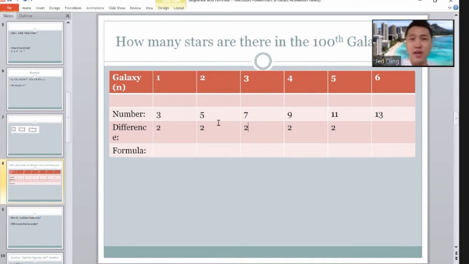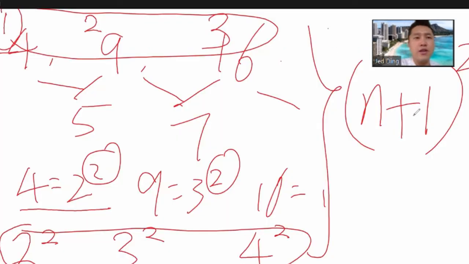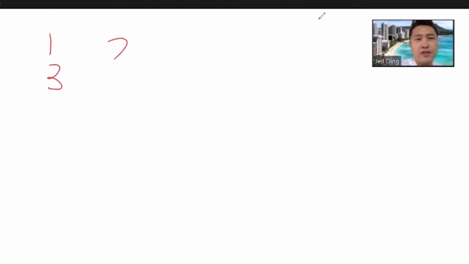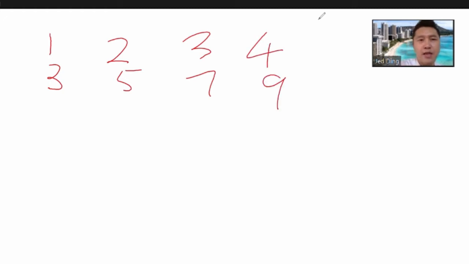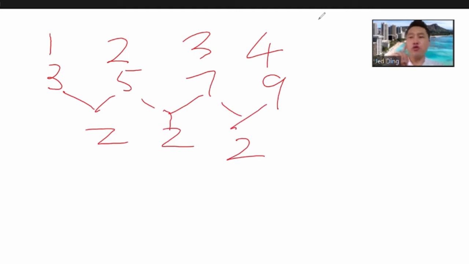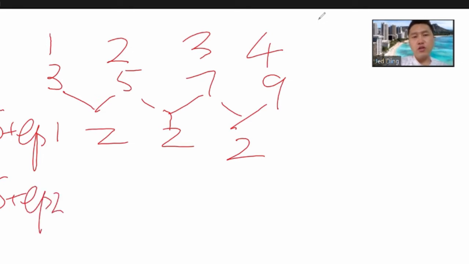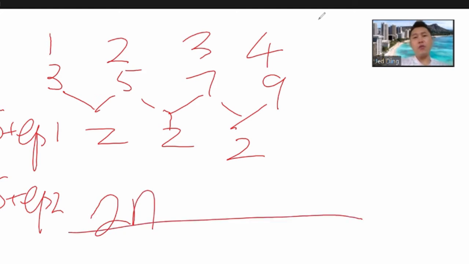Remember this. If you find out the difference of each number, you write them down. The first galaxy has 3. Second galaxy has 5. Third galaxy has 7. Fourth galaxy has 9. And the difference of them is 2. In order to find out the formula, first step, we find the difference between each item. That is step 1. The second step, step 2, we write down 2n, 2 times n. And we find out what 2n is.